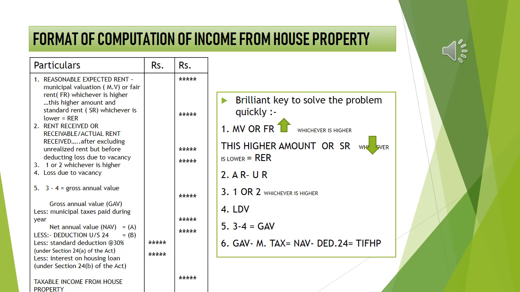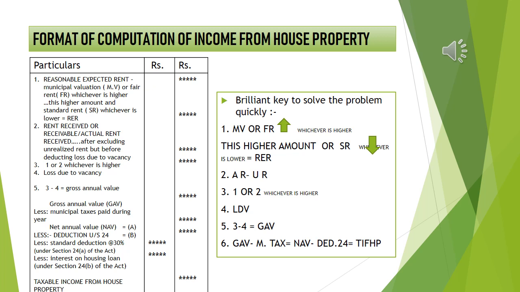Then AR is known as annual rent. It is the rent of 12 months in the previous year if the property is let out. Then next, unrealized rent. It is the rent which the owner cannot realize or earn. Then next, LDV, loss due to vacancy. If the let out property is vacant during the previous year and there is loss of rent, it is known as loss due to vacancy.